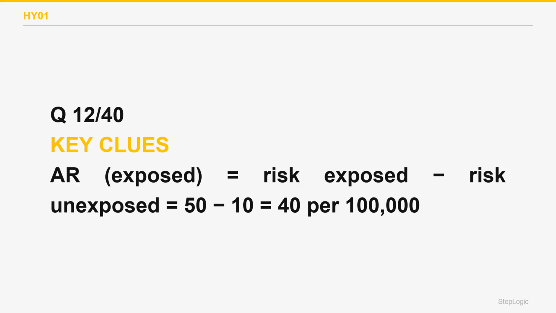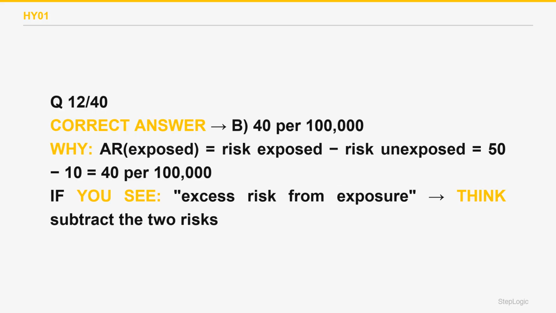Attributable risk in the exposed is the excess risk that exposure adds. The risk in the exposed minus the risk in the unexposed. Here that is 50 per 100,000 minus 10 per 100,000, which equals 40 per 100,000. The extra bladder cancer cases per 100,000 smokers that can be attributed to smoking itself. The correct answer is B.